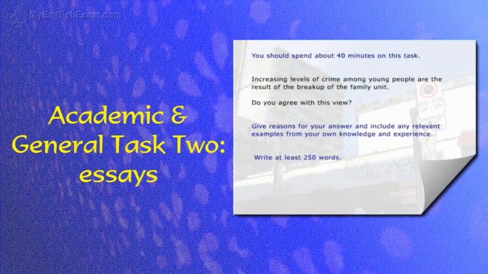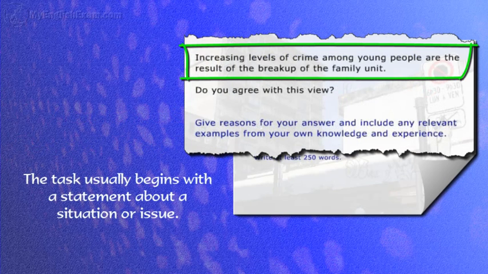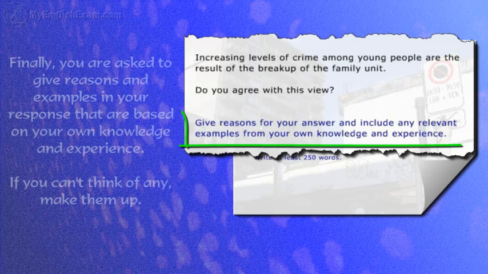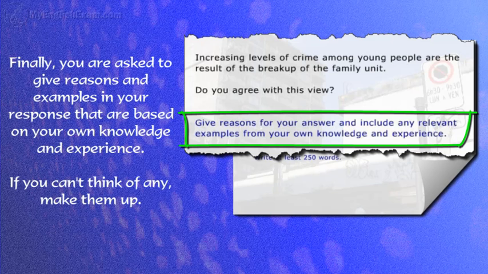Academic and General Task 2 Essays. The task usually begins with a statement about a situation or issue. It then asks you whether you agree or disagree with the statement. Sometimes you are also asked to discuss the issue. Finally, you are asked to give reasons and examples in your response that are based on your own knowledge and experience. If you can't think of any, make them up.